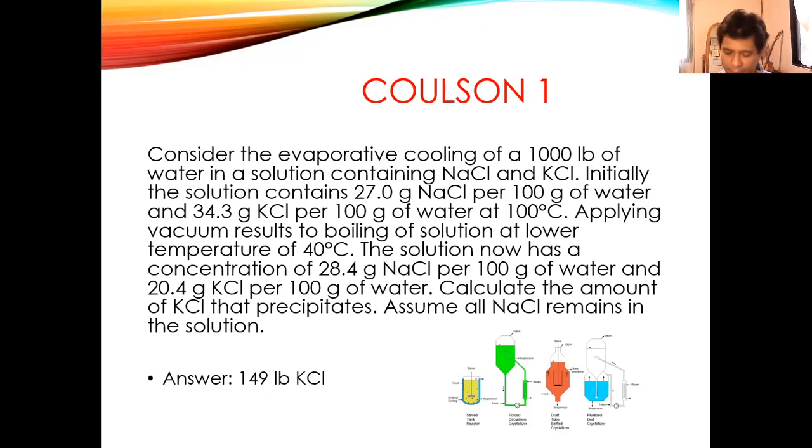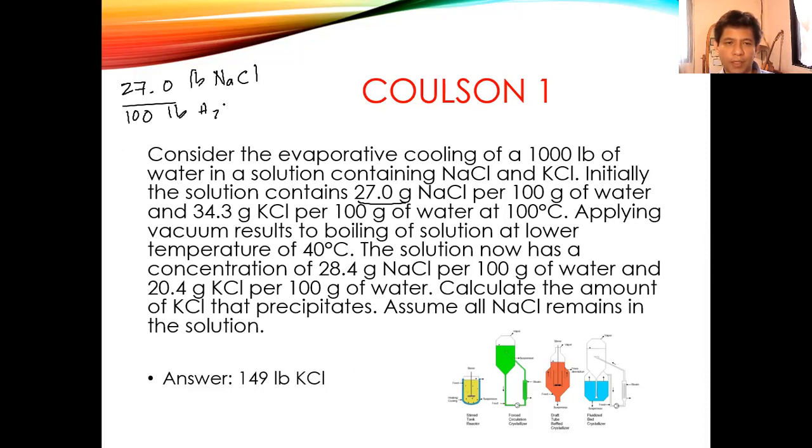So halimbawa, first you need to find out the amount of sodium chloride and potassium chloride in the solution. So you can use the solubility. For example, ang sodium chloride ay 27 grams. So if you have 27, let's just change the unit. Let's use pounds. Kasi pounds yung water natin para mag-cancel out. You have 27 pounds of NaCl per 100 pounds of water.